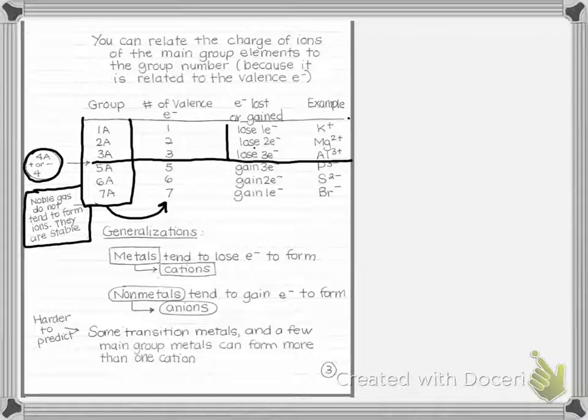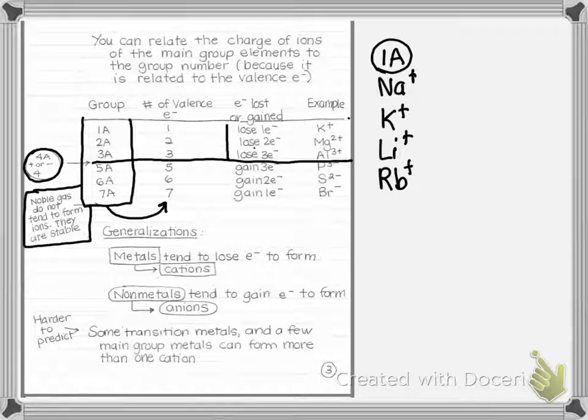So everything in group 1A, so sodium would have 1, potassium would have 1, lithium would have 1, rubidium would have 1. So the nice thing is I can predict the stable charge simply by the group number, right? So I can look at the group and know that group 1A all has a +1 charge.